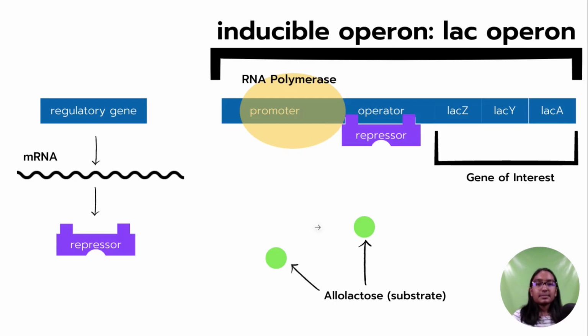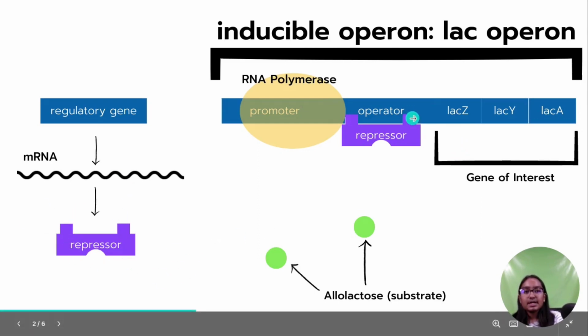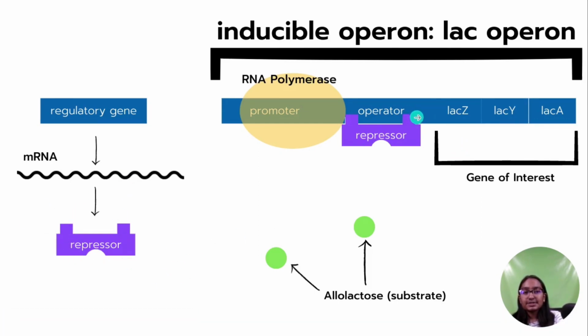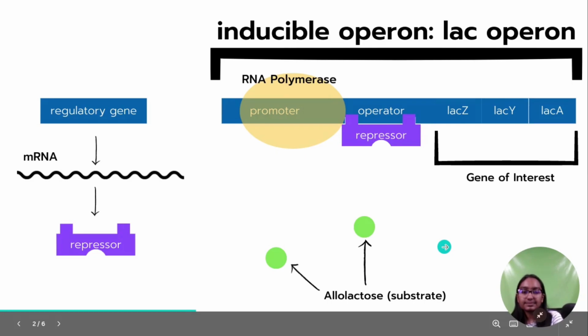into protein. So as you can see here, in an inducible operon, such as the lac operon, the repressor is normally bound to the operator. So the repressor is made by a regulatory gene somewhere else in the genome. This regulatory gene is transcribed into mRNA and makes this repressor protein. This repressor fits into the operator perfectly, and it prevents the RNA polymerase from going and doing its job, transcribing that gene of interest. And this is in normal conditions where there's not a lot of substrate.